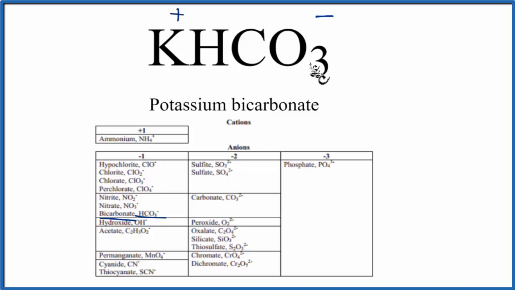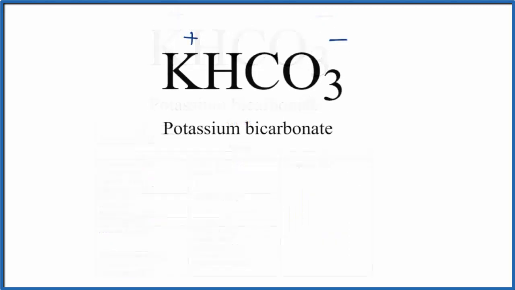So let's write the Lewis structure now that we have that information. So first I'll write the potassium ion, that K plus, right there. And then for the HCO3, these are all nonmetals. They're bonded together, and they're going to share electrons because they're all nonmetals.